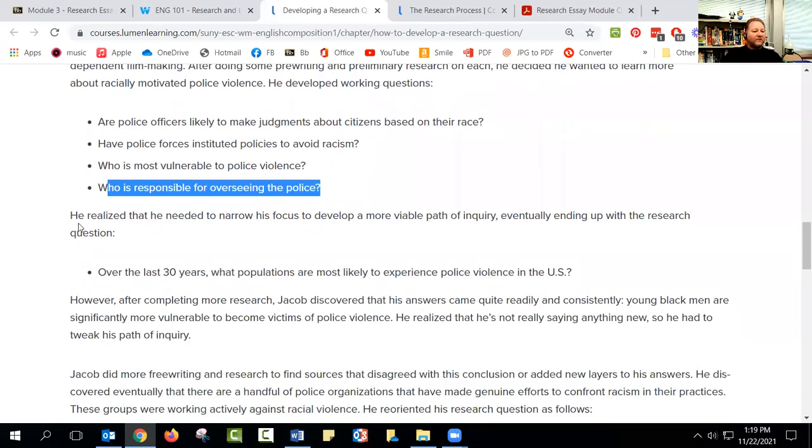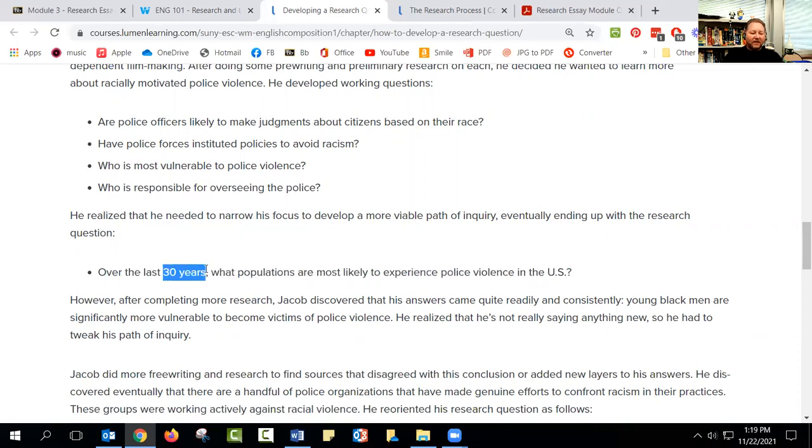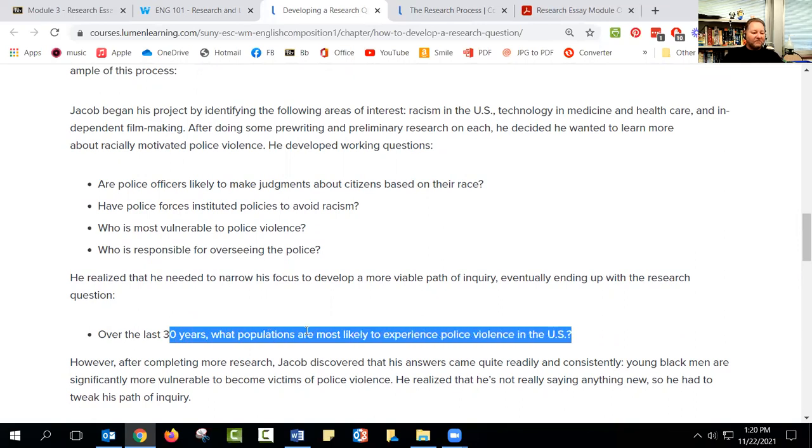So he says he realized that he needed to narrow his focus to develop a more viable path, right? So he came down to this. Over the last 30 years, what populations are most likely to experience police violence in the United States, right? And this qualifier, 30 years, that's good, right? Because if you go way beyond that, like before the civil rights era, you can go all the way back to slavery if you want to. That's way too much, and it's going to skew the information. Because what Jacob here was probably interested in was modern day policing, right? So in the last 30 years, what populations are most likely to experience police violence in the US, right?